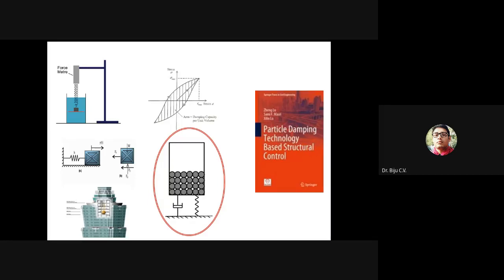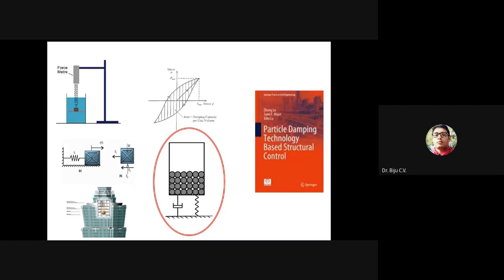In addition to these, you can have two more different dampers. I want to introduce two more different dampers. One is called particle impact damper, the other one is tuned mass damper. So what is particle impact damper? It is a derivative of a single mass damper.